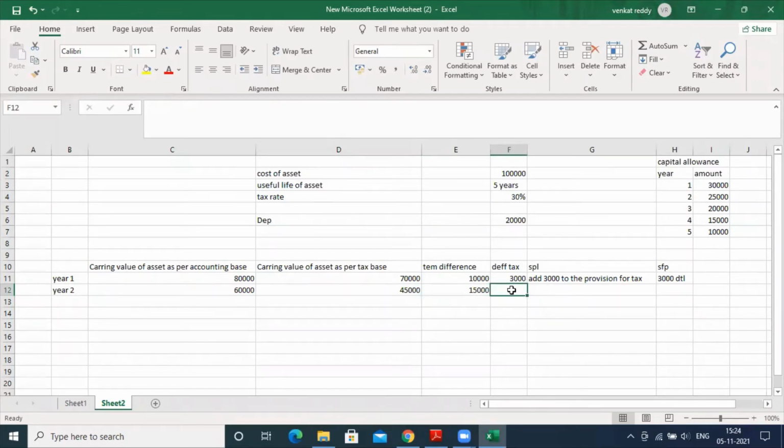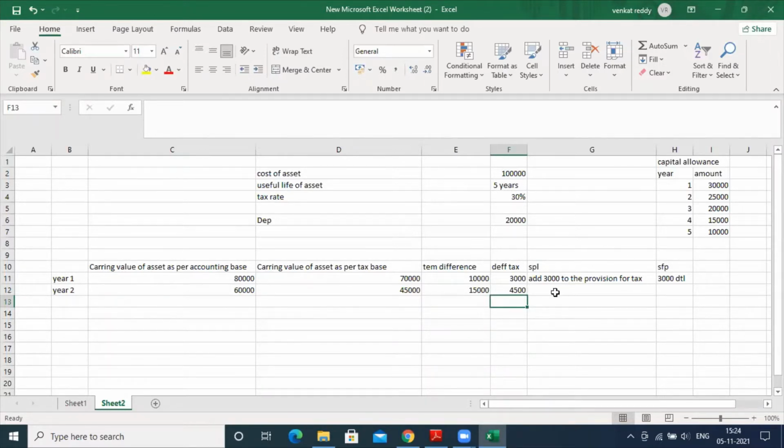If you observe the previous year end, the temporary difference was only 10,000, but in year 2 the temporary difference is 15,000. Now if you calculate the deferred tax on this temporary difference of 15,000 at the tax rate of 30%, it is 4,500. Compared with last year, when it was 3,000, it has increased by 1,500.